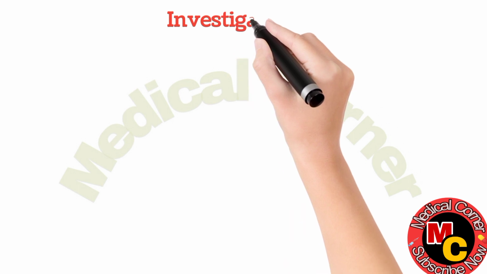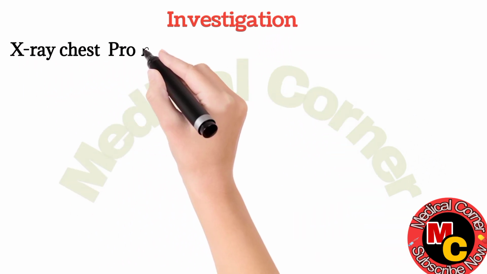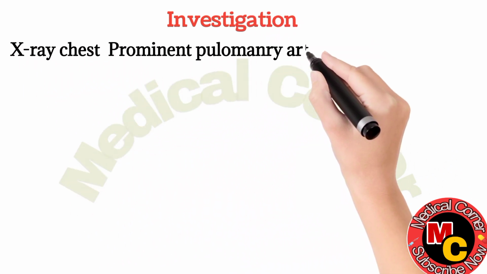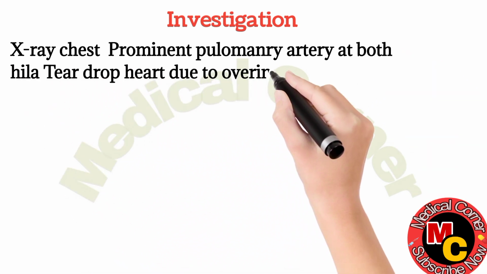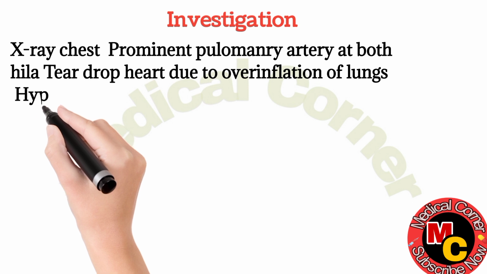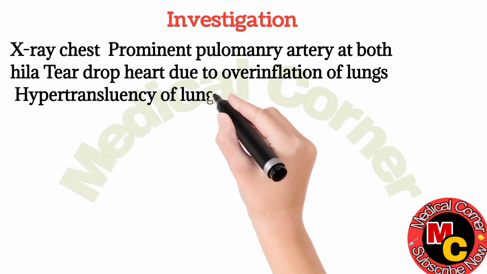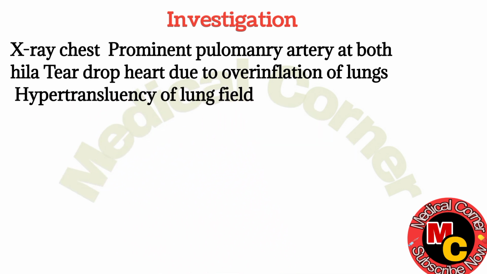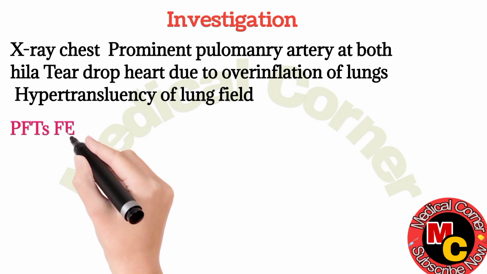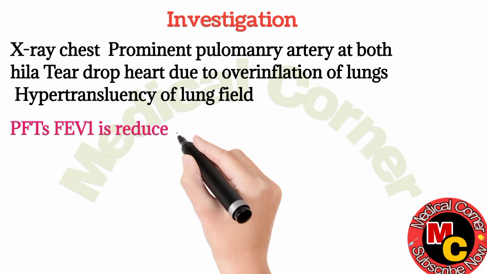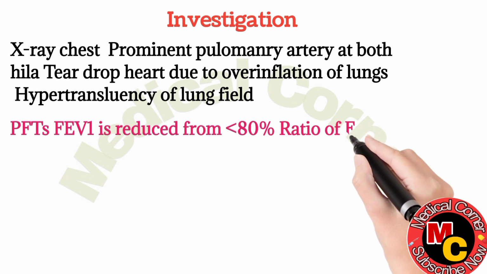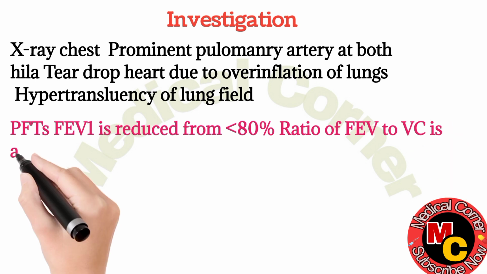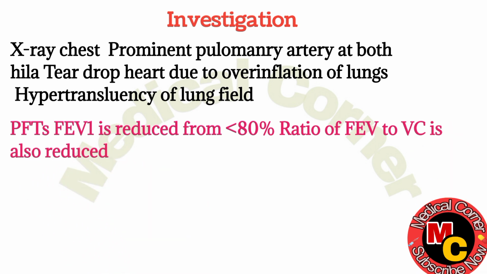Let's come to investigations. On chest X-ray, there are prominent pulmonary arteries at both hila, a teardrop heart due to overinflation of the lungs, and hypertranslucency of the lung fields. If we perform a pulmonary function test, forced expiratory volume in 1 second is reduced to below 80%. The ratio of forced expiratory volume to vital capacity is also reduced.